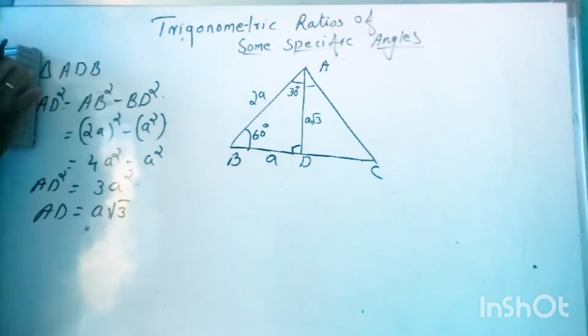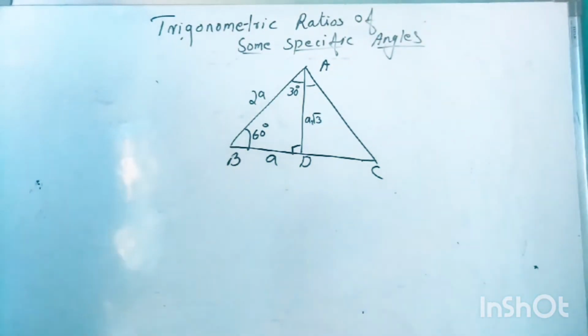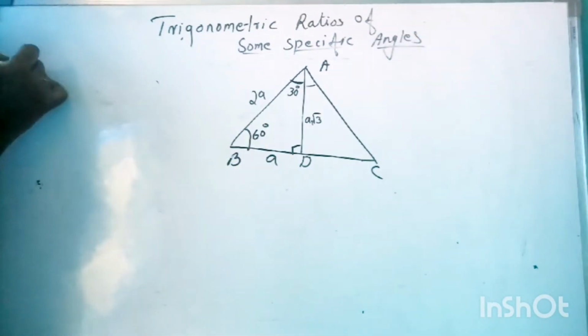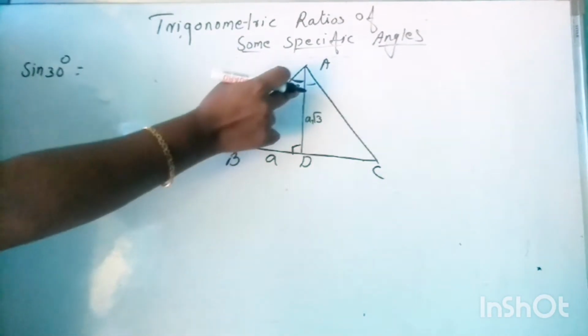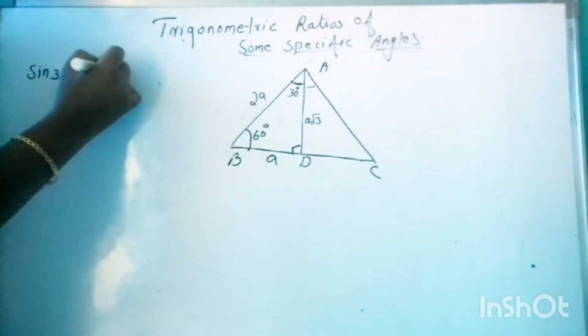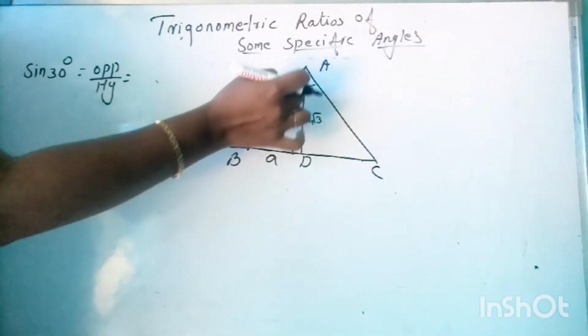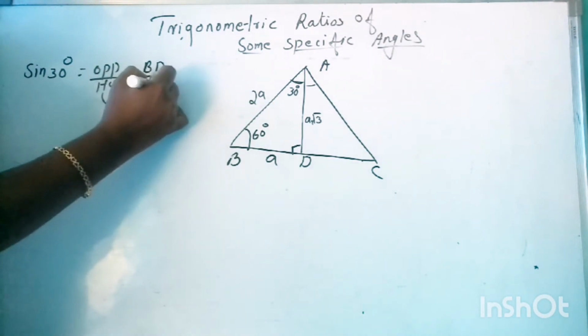Now we are going to find out the values of trigonometric functions. First one, I am going to find the 30 degree values. That is sine 30 degrees. Sine 30 degrees is the opposite side divided by the hypotenuse. The side which is opposite to this 30 degrees is BD divided by AB.